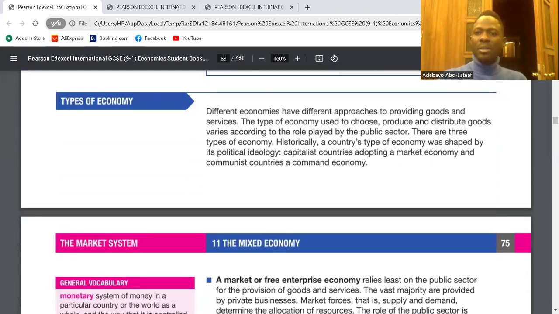Profit is only partial, not fully. They will still take into consideration the welfare of the people because it's still a government parastatal, owned and controlled by government.